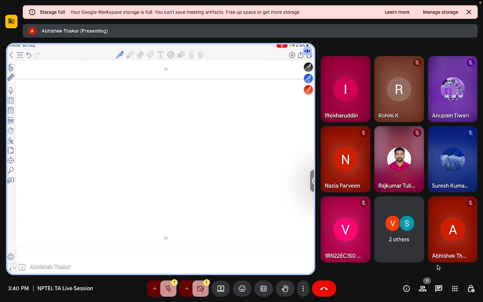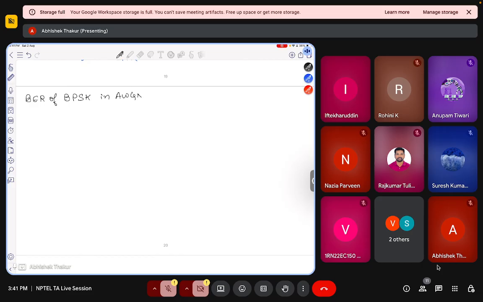So we will see how to derive the bit error rate of BPSK in a different way, not how it is taught in the lecture. So first we will see the bit error rate of BPSK in additive white Gaussian noise. Let's suppose the BPSK symbols are given as 0 or 1. So 0 represents square root of minus P and 1 represents square root of P.